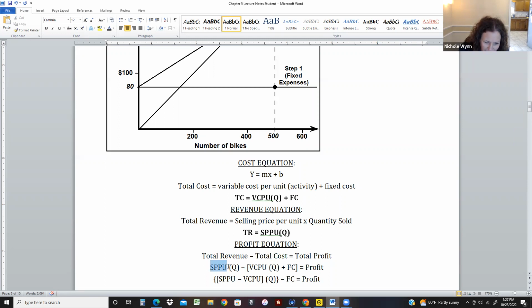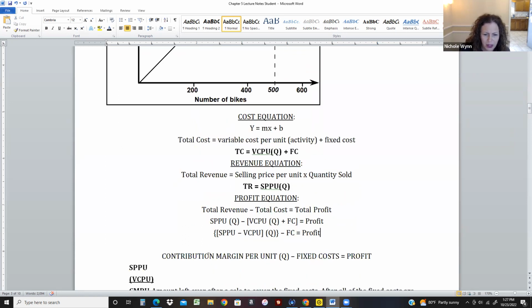So what we would do is say SPPU times Q minus VCPU times Q, and then this minus is minus of this whole number inside of the bracket, so it would be minus your fixed costs. What I want you to notice is you're taking SPPU times Q and you're also taking VCPU times Q. So we could say the difference between SPPU and VCPU times Q minus your fixed cost is your profit. If I want to write that out a little better, remember that SPPU minus VCPU, selling price of 500 minus 300, is your contribution margin per unit. So CMPU times quantity minus fixed cost is profit.